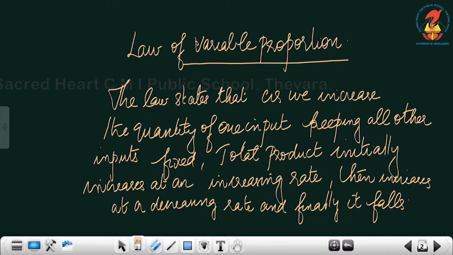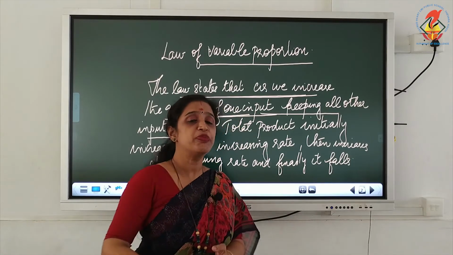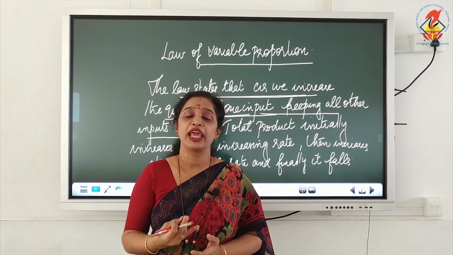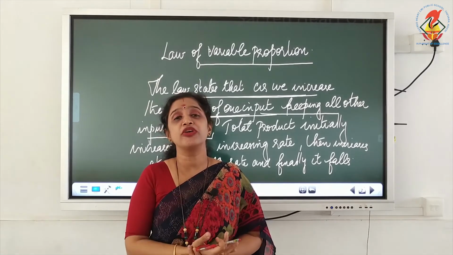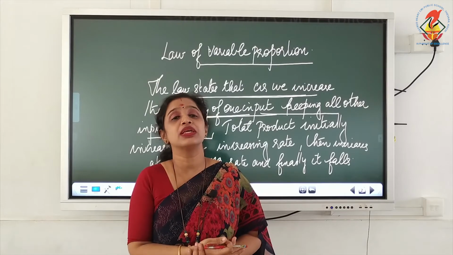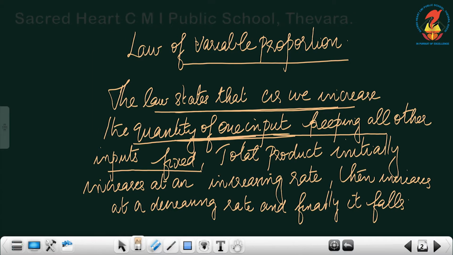The law of variable proportion states that as we increase the quantity of one input, keeping all other inputs fixed. The major inputs used for the production process are land, labor, capital, and organization. You know the four factors of production. If a producer is trying to increase the quantity of output by changing the quantity of one input, the law states that this is done by keeping all other inputs fixed.